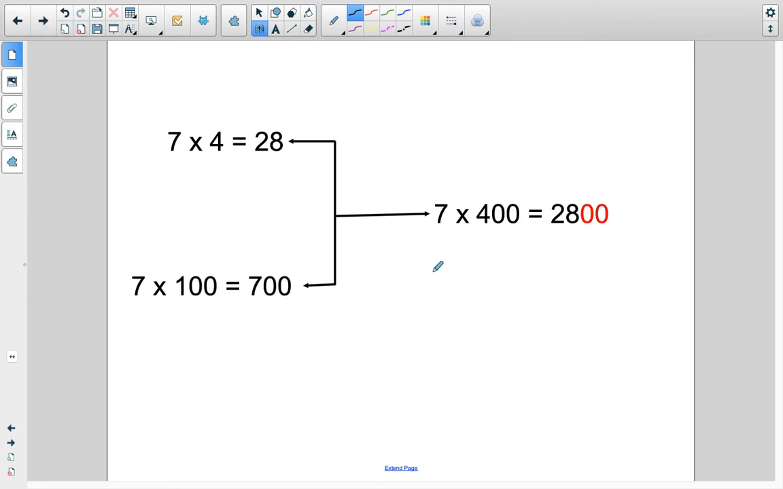And this is sort of what it looks like. If I go 7 times 400, I do the 7 times 4 first, which gives me my 28. And then I take my two zeros and stick them on the end here. So the answer to 7 times 400 is actually 2,800. It's a combination of these two things.